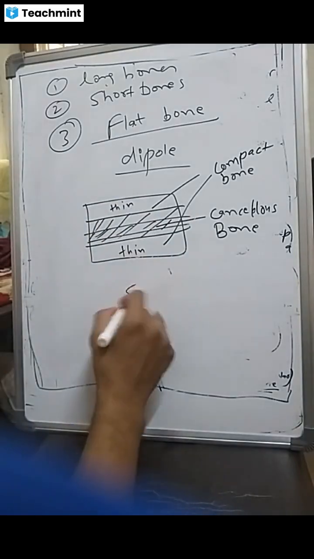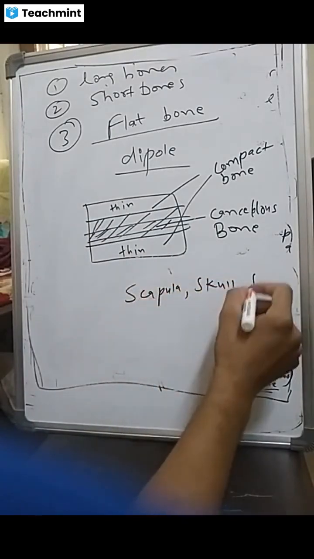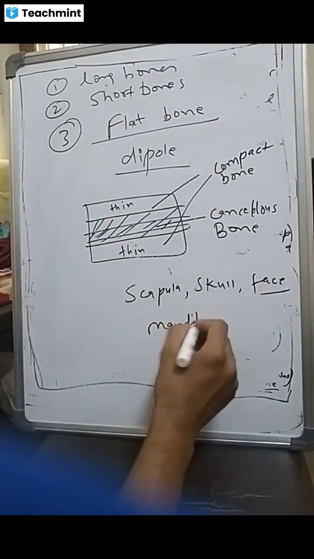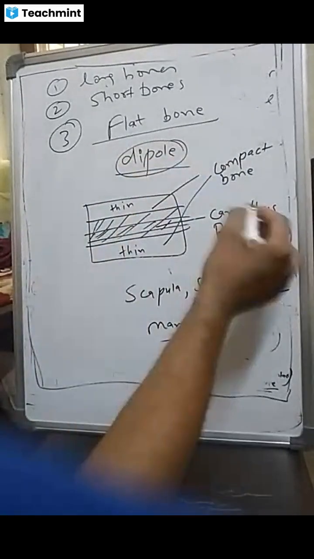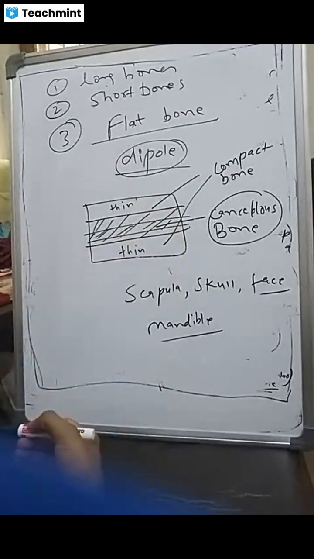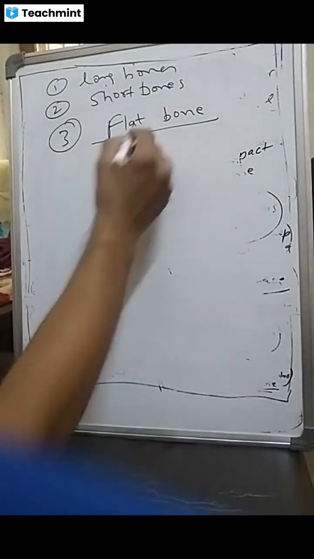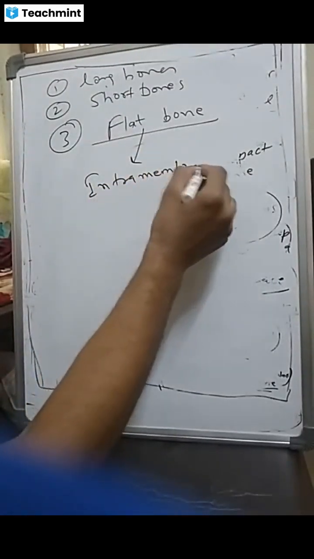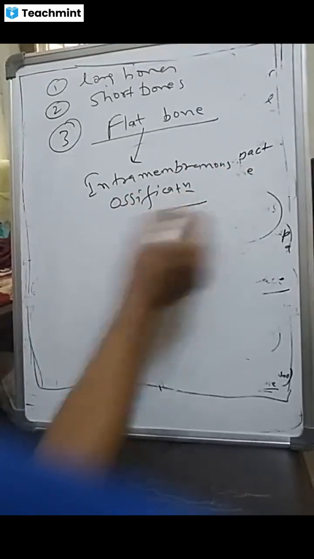Which bones are flat? Scapula, bones of the face, mandible. But in all these, the important point is the thin cortical bone, as in the maxilla. These flat bones are formed by which ossification? They are formed by the intramembranous method.